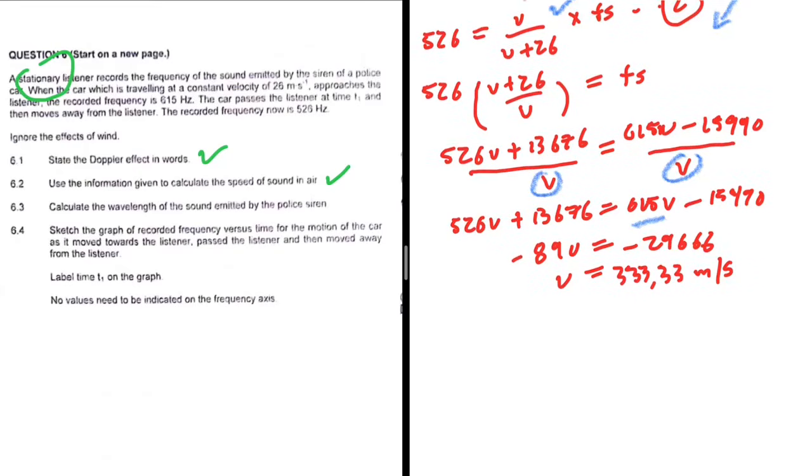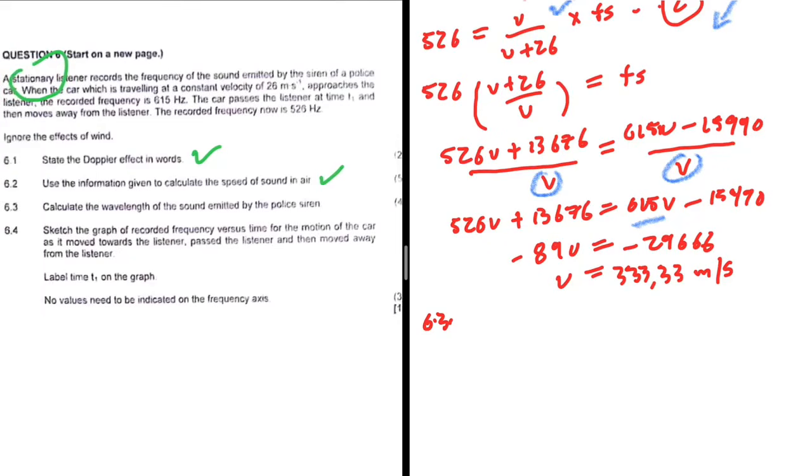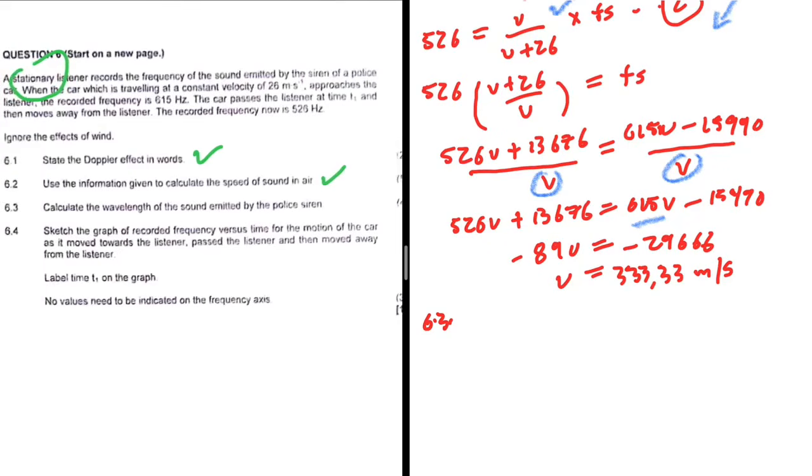That is 6.2. 6.3. Calculate the wavelength of the sound emitted by the police siren. Okay, we want the wavelength of the sound emitted by the police siren. That is out of 4 marks. So the siren emits fs. This is what the siren emits. And then v is 333.33 meters per second. We are looking for the wavelength. So v is 333.33 meters per second.